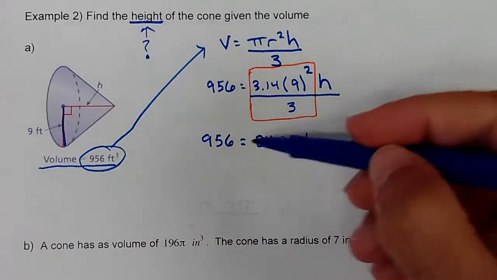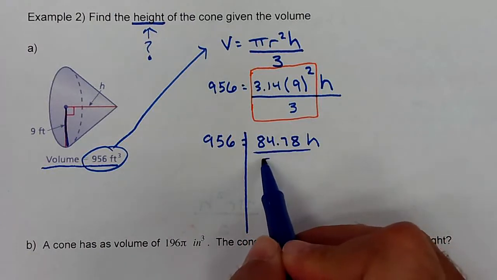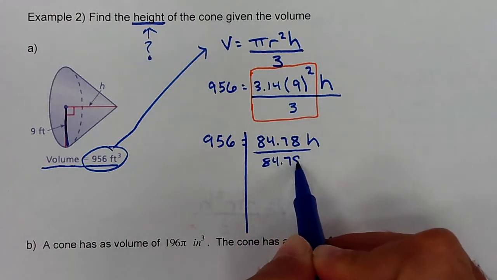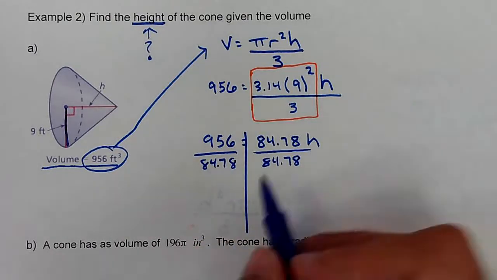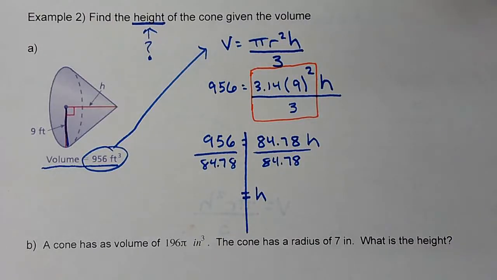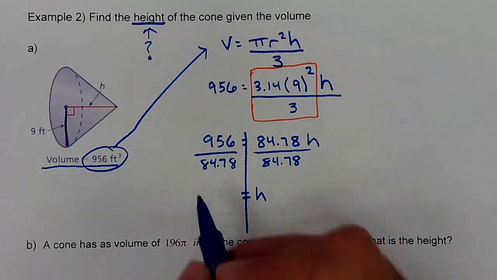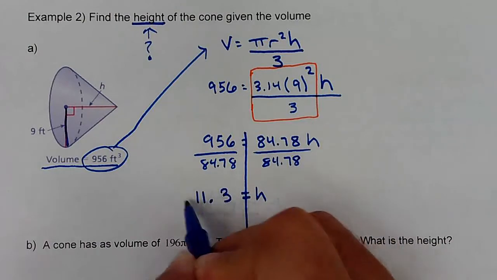And now it's a nice one-step equation. Draw a line, divide both sides by 84.78. And I have the value of h is, let me grab my calculator, 956 divided by 84.78, rounded to the nearest tenth, 11.3.